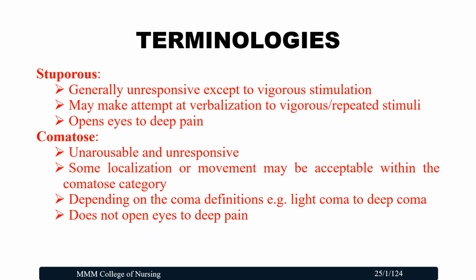Stuporous, generally unresponsive, exposed to vigorous stimulation, may make attempt at verbalization to vigorous repeated stimulus, opens eyes to deep pain. Comatose, unarousable and unresponsive, some localizations or movement may be acceptable with the comatose category. Depending on the coma definitions, examples light coma to deep coma, does not open eyes to deep pain.